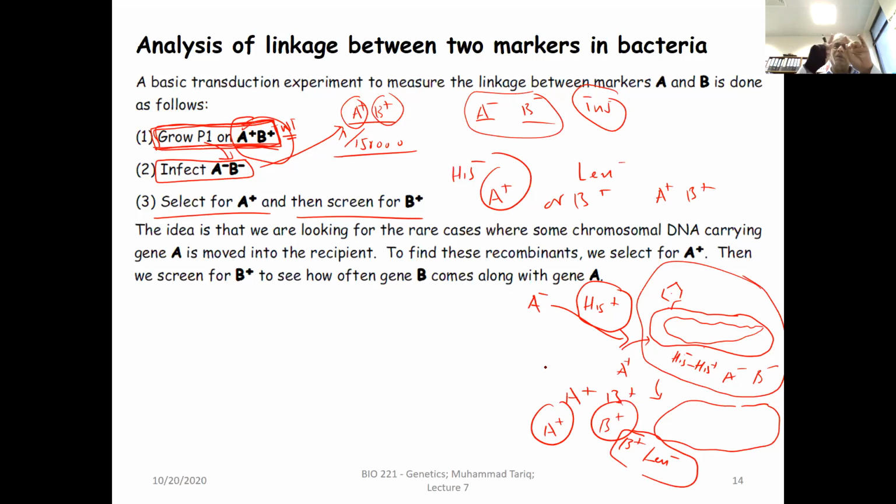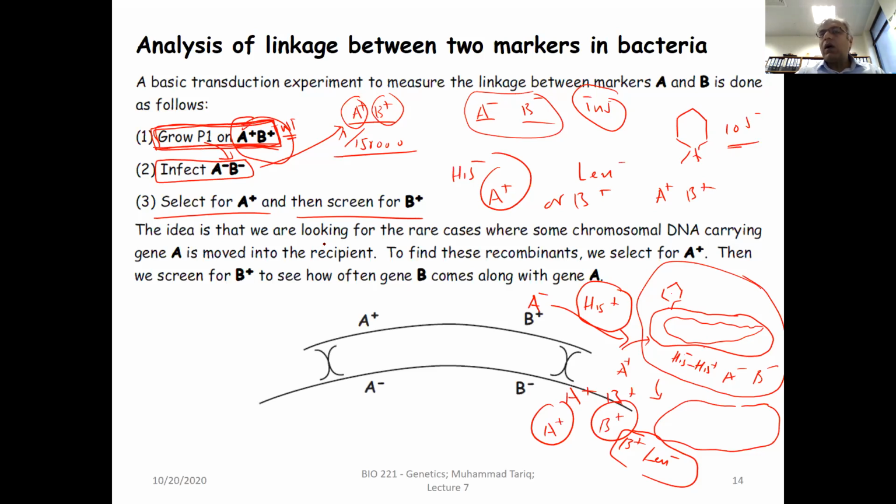You will conclude that A plus and B plus are far away, because the packaging limit in the bacterial genome is 10 to the power 5. It means A plus and B plus are really far away from each other, and that's why you don't see A plus B plus together.